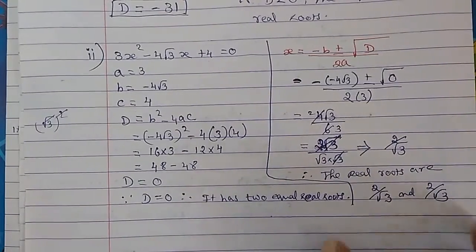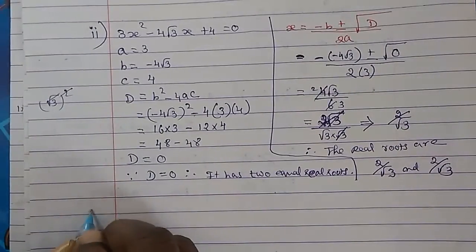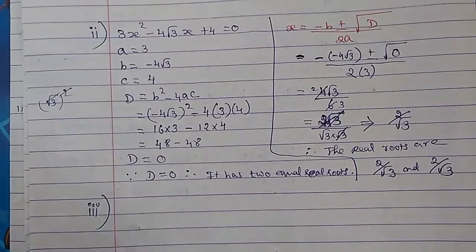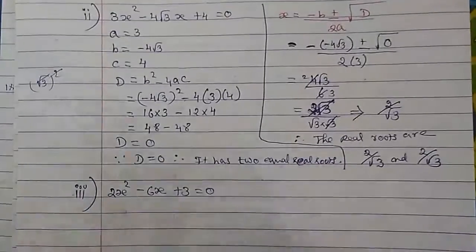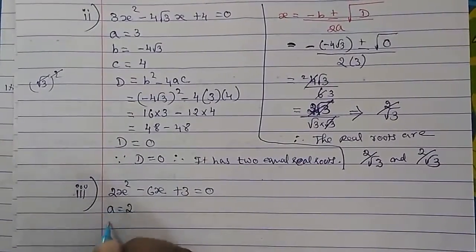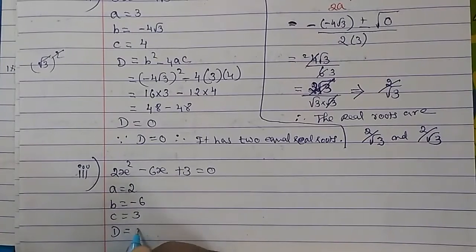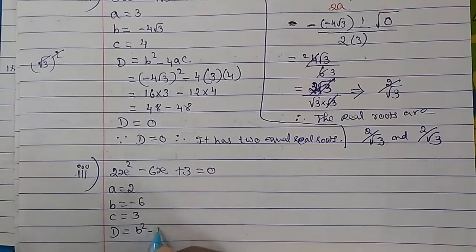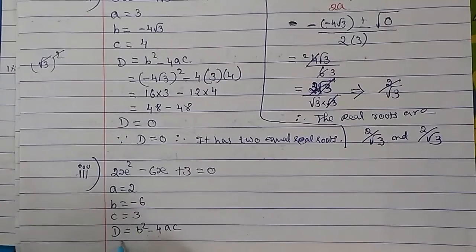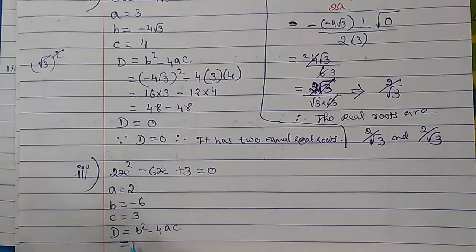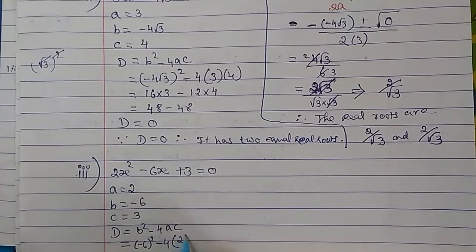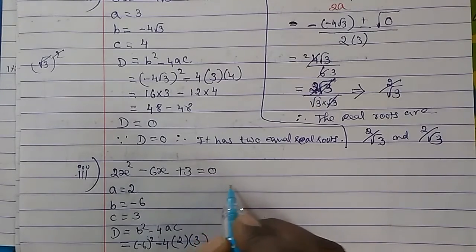Same answer twice. Okay, now let's see the third one. So a is 2, b is minus 6, c is 3. Let's find the nature of root, that is b square minus 4ac. So b square is what? Minus 6 square minus 4, a is 2, c is 3.